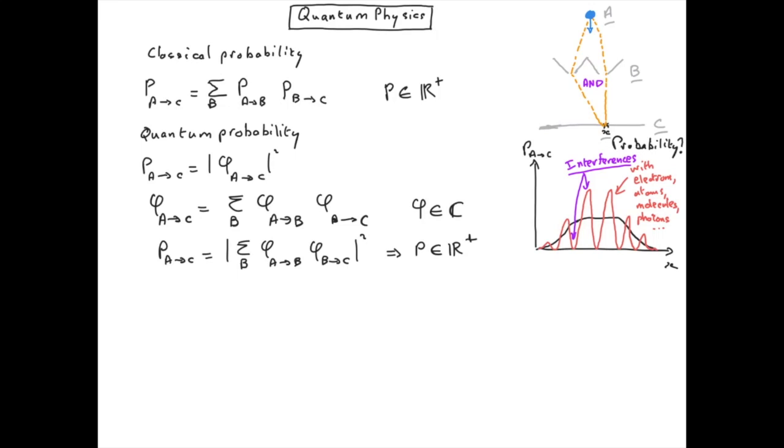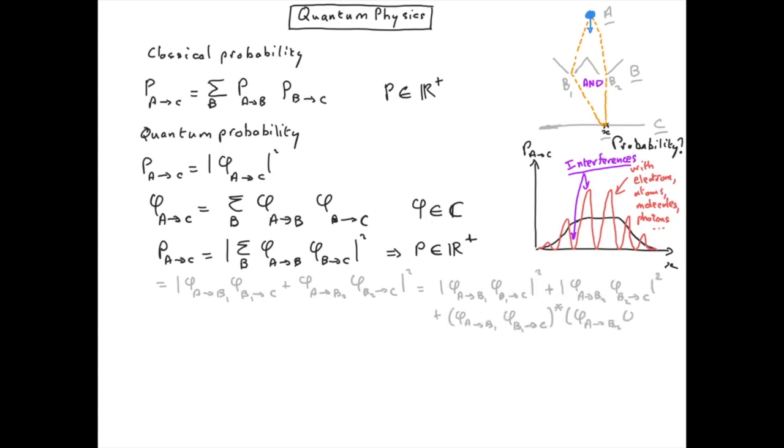We now need to show that this probability differs from the one we had in the classical case. For that, we will first differentiate the notation for the two holes. One hole is named B1 and the other one is B2. Which we can rearrange a little bit.